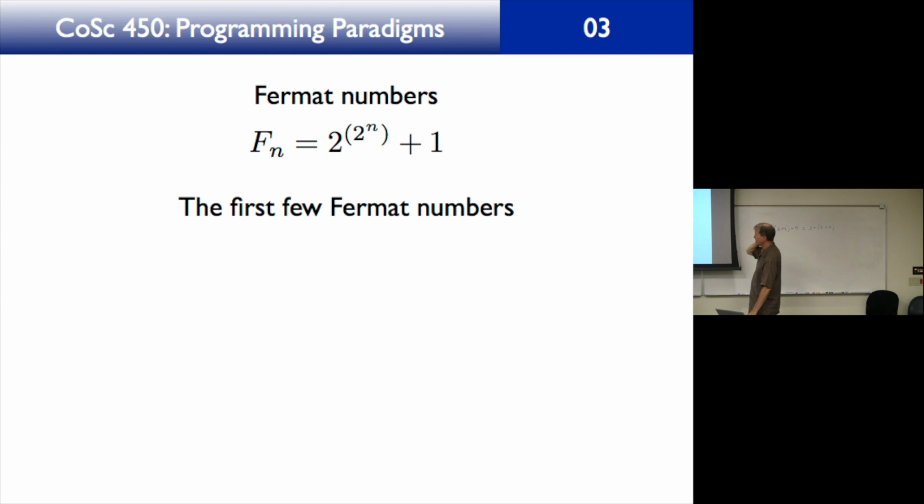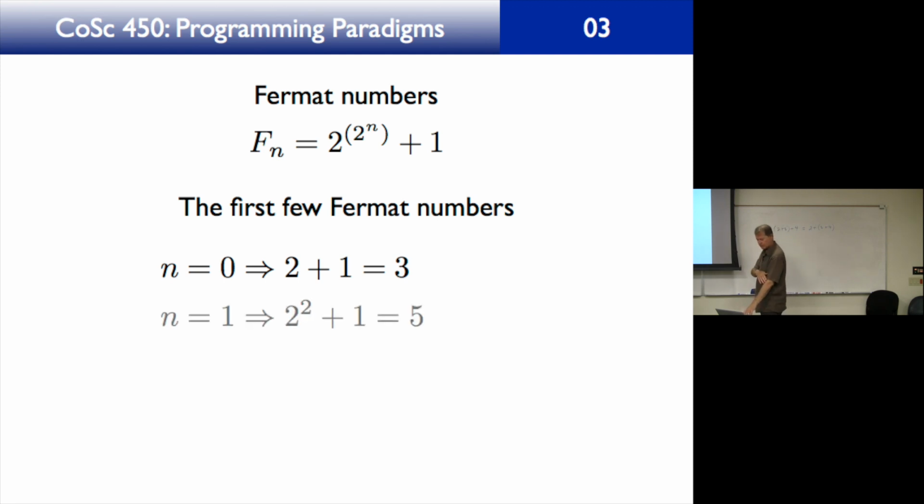2 raised to the 0 is 1. 2 to the 1 is 2. 2 + 1 is 3. So for n equals 0, it's 2 plus 1, which is 3. What is f(1)? 5? Prediction? What about f(2)? How fast do these things go up?